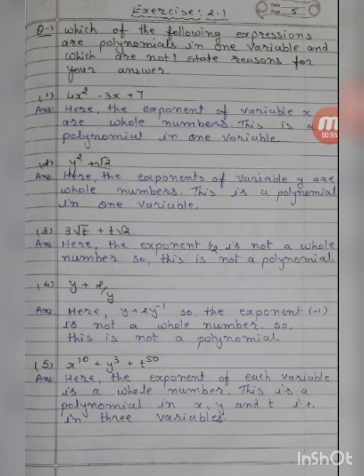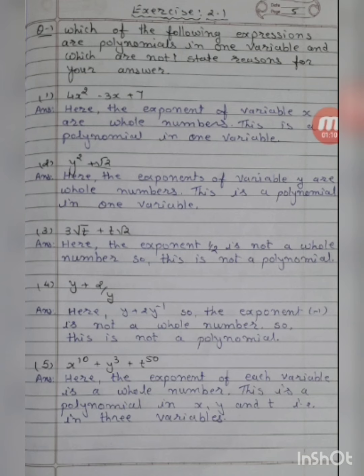Fourth one, y plus 2 upon y. Here you can see y plus 2y raised to minus 1. So the exponent is minus 1, which is not a whole number. So this is not a polynomial.